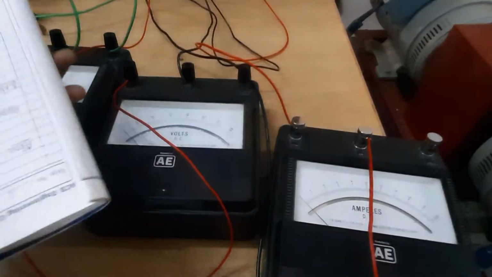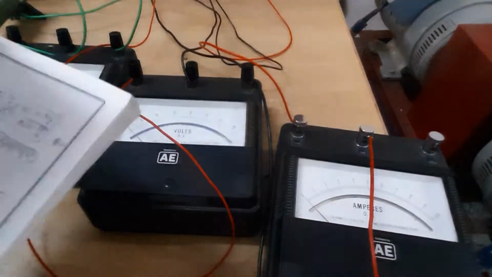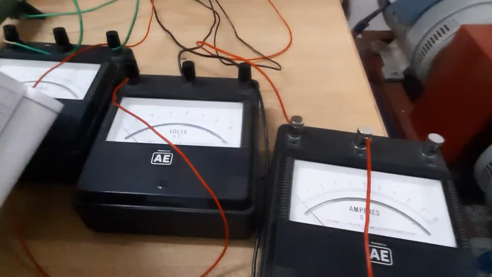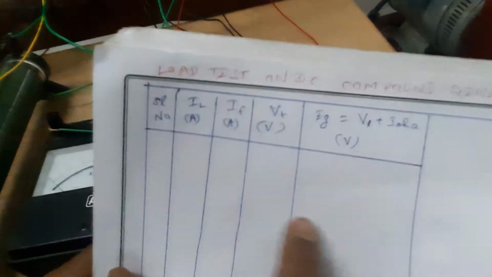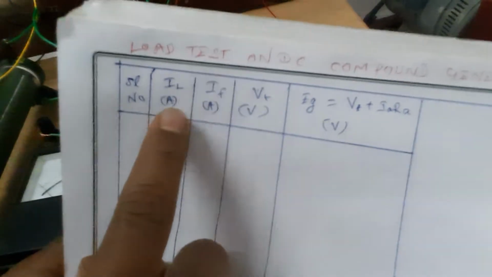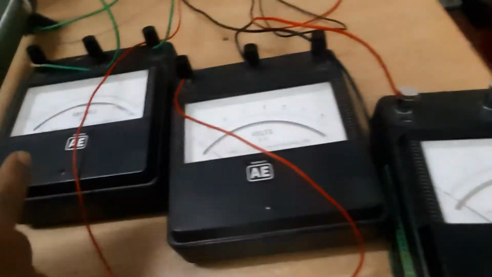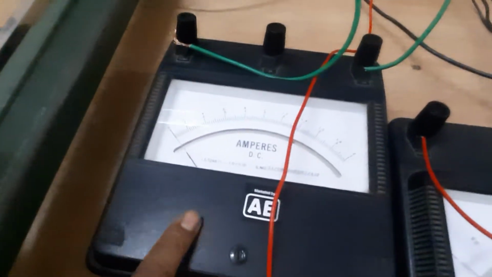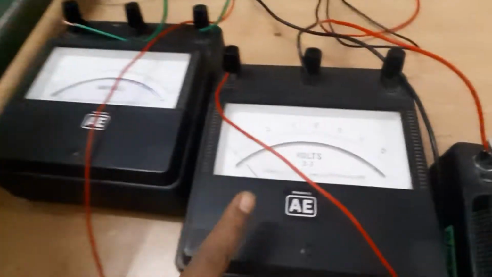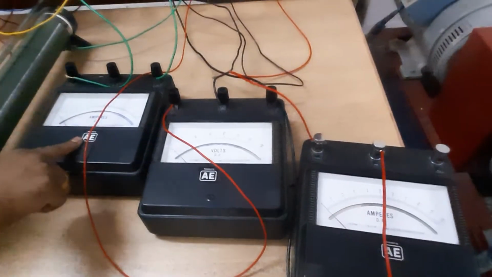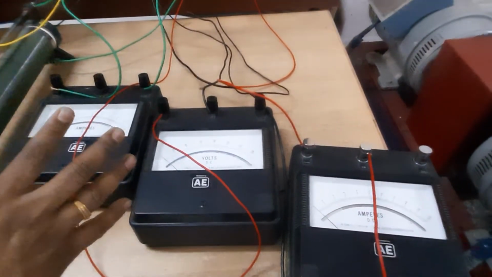Now see here. This is your tabulation. While doing the experiment, we are going to see this tabulation. Here, this IL will be obtained from this ammeter. And similarly, IF will be obtained from this ammeter. And this voltage will be obtained from this voltmeter. The difference: it is a 20 ampere range, it is a 2 ampere range. Okay. So this is your circuit explanation. Then we'll start to explain.